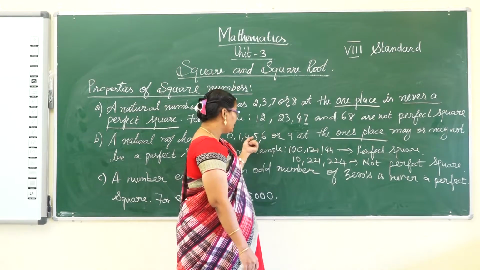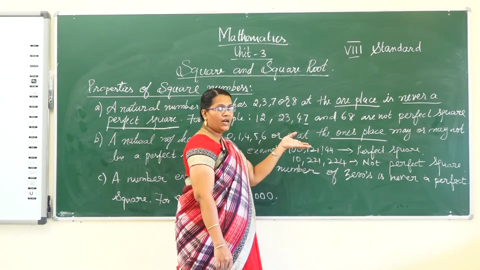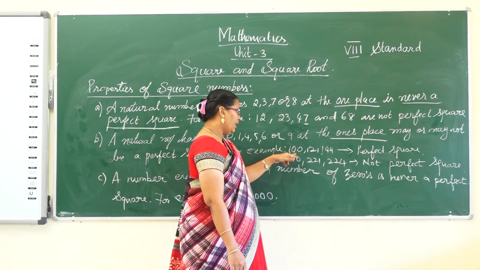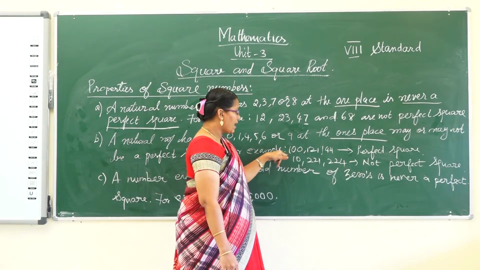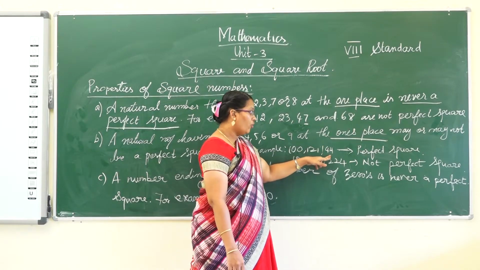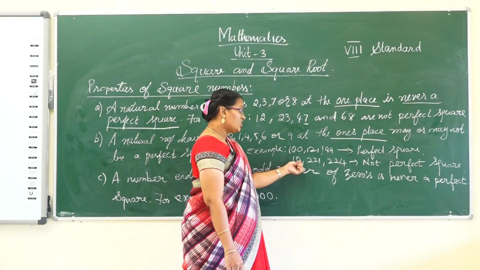So in the ones place of the numbers, they have said it may or may not be a perfect square. Okay, here there are 2 zeros, right? So this is 10 squared. 10 square is 100, 11 square is 121 and 12 square is 144. So these are all called perfect squares. The next one is not a perfect square.